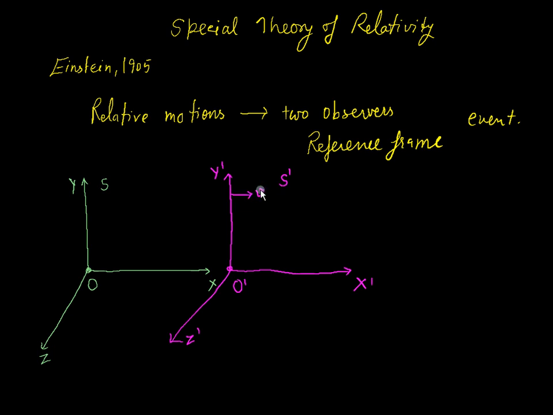V is the relative velocity with respect to the observer O. This is also true with respect to S also, but in general if we go a little bit in depth, then you will realize that actually this relative velocity is with respect to the observer O, and this is the moving frame S prime in which the O prime observer is sitting.